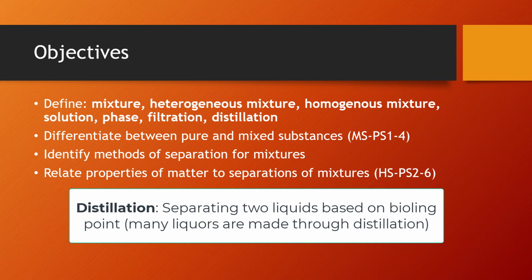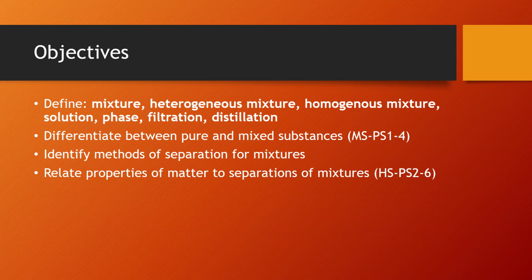Distillation separates two types of liquid that are dissolved in one another by the boiling point. The one with the lower boiling point will boil off first and can be condensed into another vial.